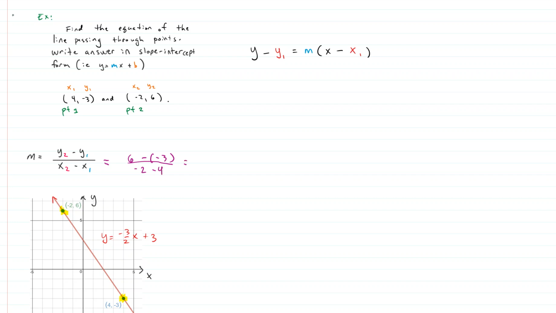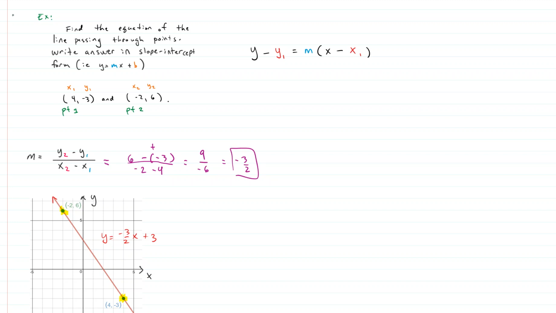What does that give us? A negative and negative in the top gives a plus. It gives us 9 over -6, which is -3/2. That gives us our slope m.